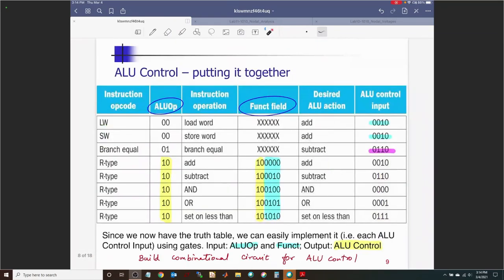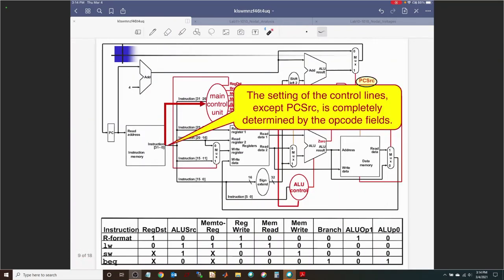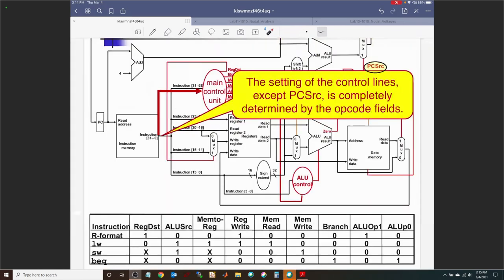All right, let's talk about that. Okay, so the table at the bottom here differentiates between instruction types, and it gives you all the outputs of the main control unit. For R-type instruction, what should be the register destination, what should be the ALU source, what should be the memory to register, and so on.